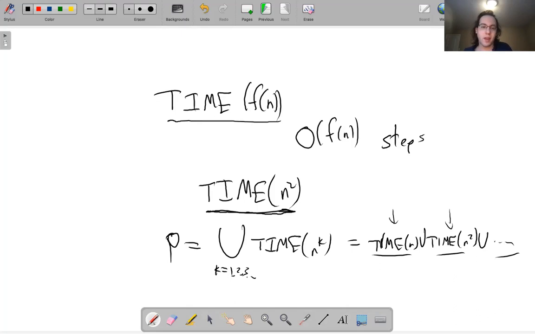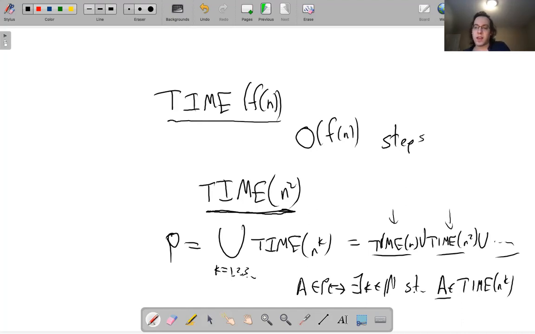a language A is in P basically means, it's equivalent to saying, that there exists k such that A is in time n to the k. So in other words, A is decidable in polynomial time, A is decidable in O(n to the k) time where n is input size, and k here is a constant that's not dependent on the input size. Okay, so basically P is all the languages decidable in polynomial time.